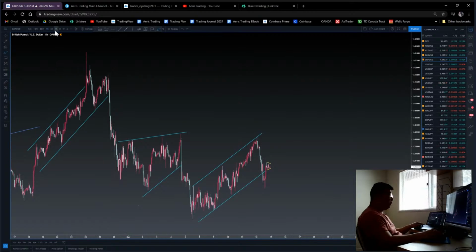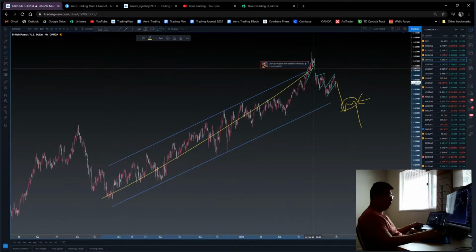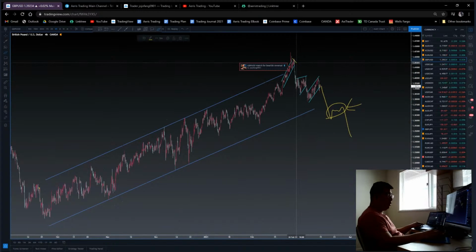All right. So pound dollar, for me, I'm not looking to buy or sell here. I want to see price just break out of this correction and go. This is always what I will be looking for as an entry, after we break out of this higher time frame reversal channel.